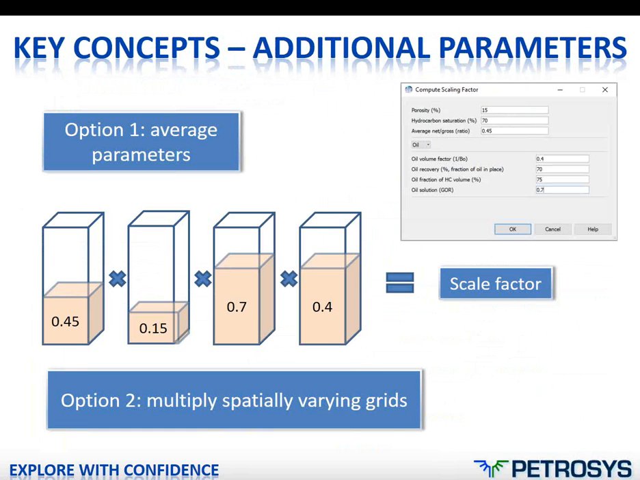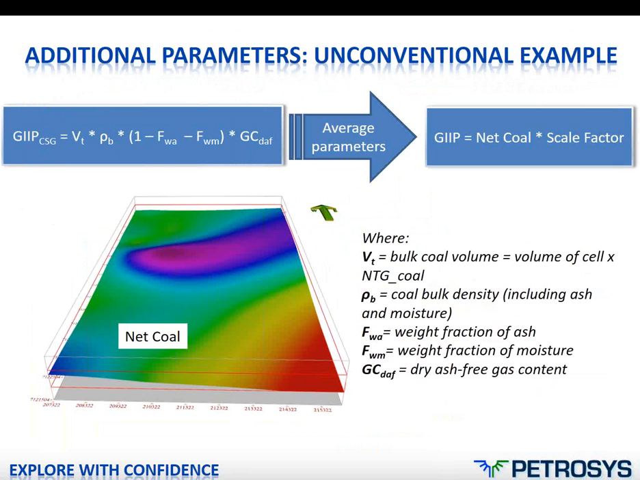That will be option 1 that we see in our slide. If we have a good understanding of the field and the variability of those parameters is not that much, then we may be able to calculate volume using average parameters. But if we have a big variability for those parameters in that field, and we do have spatially varying grids that represent these values, then what you could do is multiply the grids together and use this grid as an input for volumetrics. That will be our option 2.